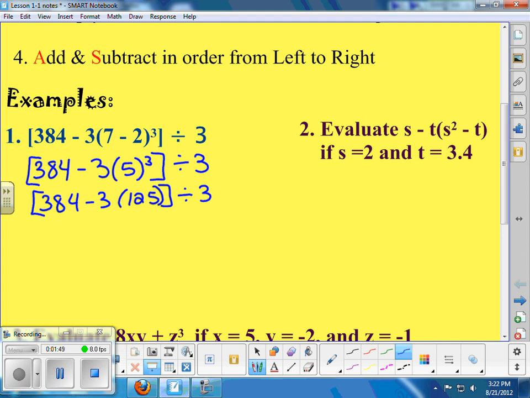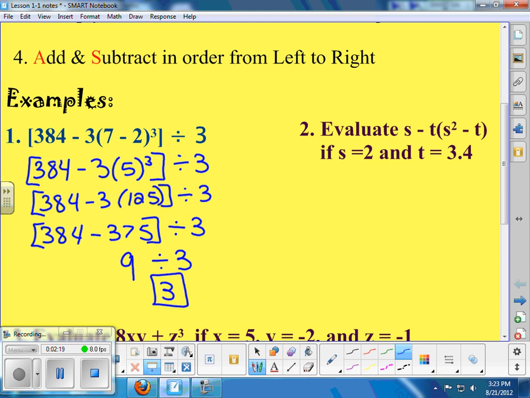Next, again, working inside the original parentheses, we would do the multiplication. 384 minus 375 divided by 3. 384 minus 375 would be 9. And since that's the last operation inside that original grouping symbol, we can drop that grouping symbol. And our final step would be 9 divided by 3, for a final answer of 3.